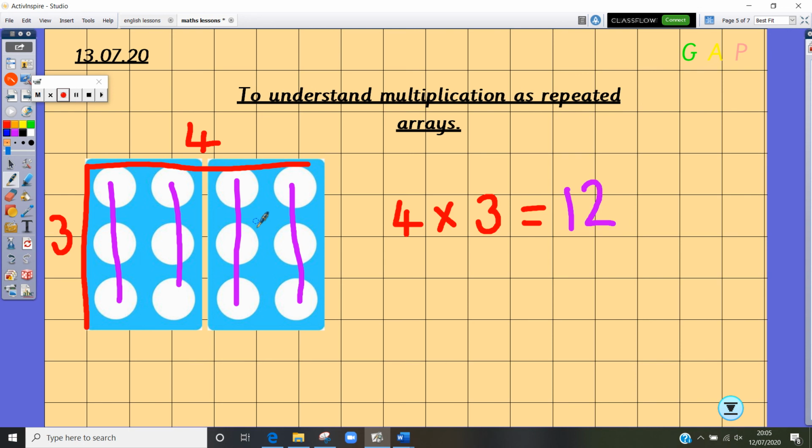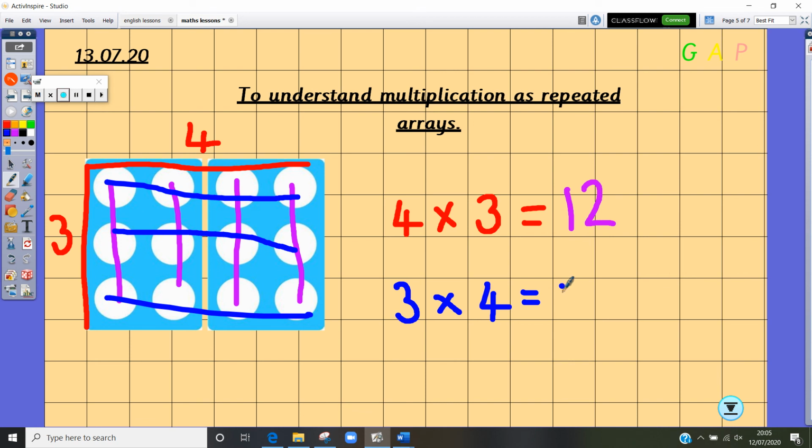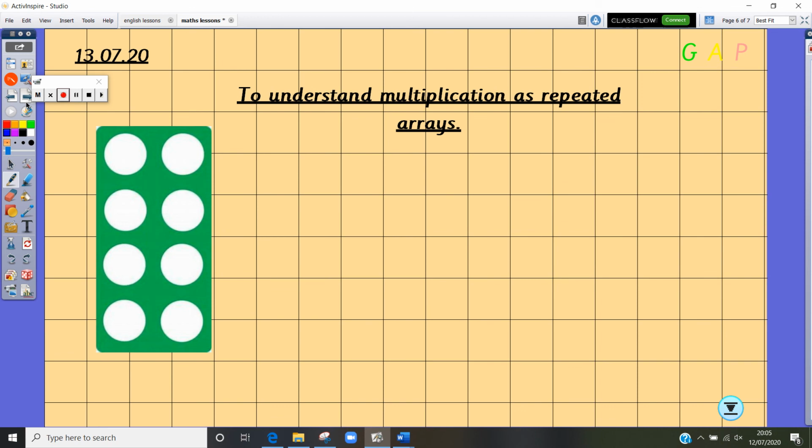Now we know we can swap it round and do it the other way, and we can do 3 groups of 4. Okay, so for this one, I'm going to count across because I need 4 in my group. So I've got 1, 2, 3 groups of 4, and my answer is still 12. Okay. Well done for working so incredibly hard. I'd like you to have a go at this one yourself. So pause the video now and have a go at it, and then come back and see if you've got your answers correct.